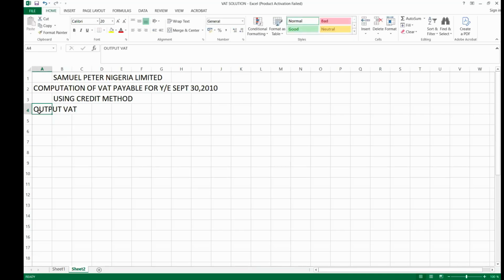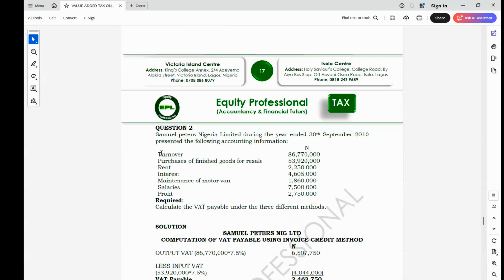So how do we calculate our output VAT? Output VAT is VAT on sales. So let us go back to the question. We have turnover. Turnover is the sales. So that will give rise to output VAT. And we are not told whether this information is VAT inclusive or exclusive.